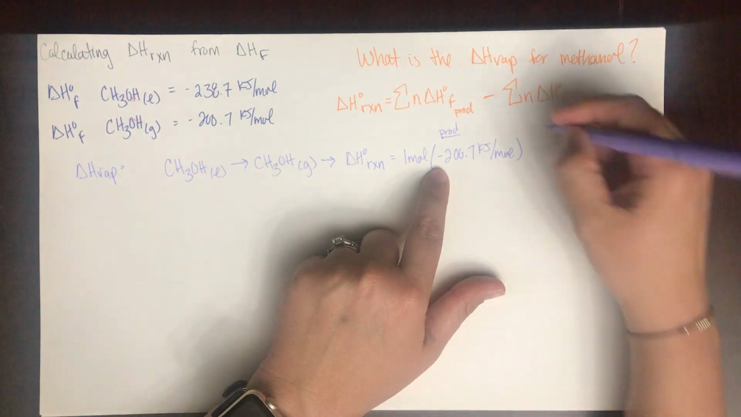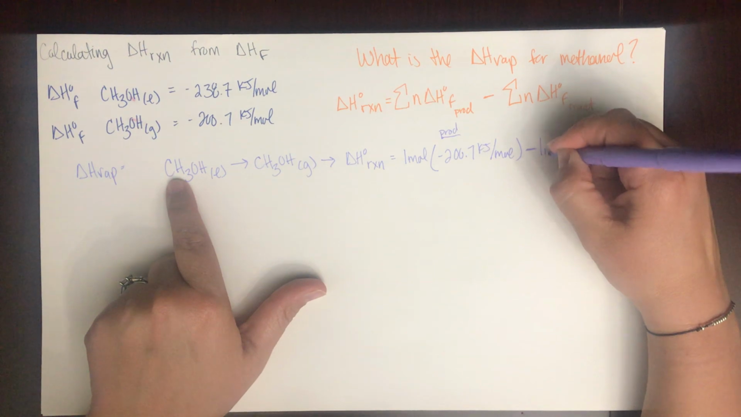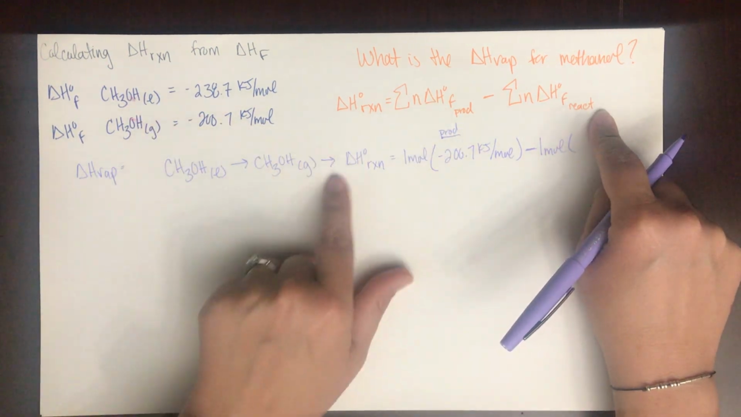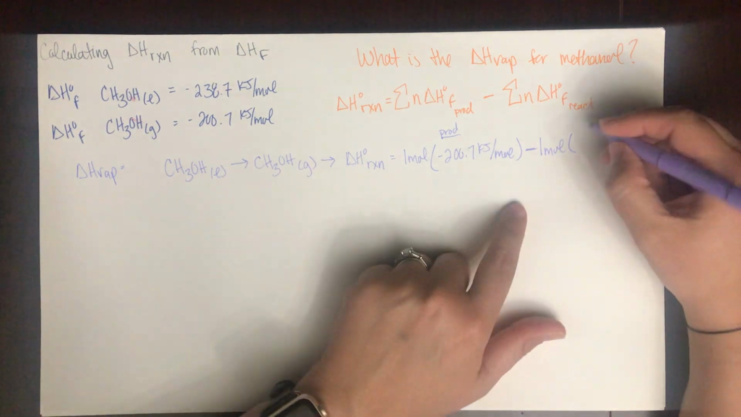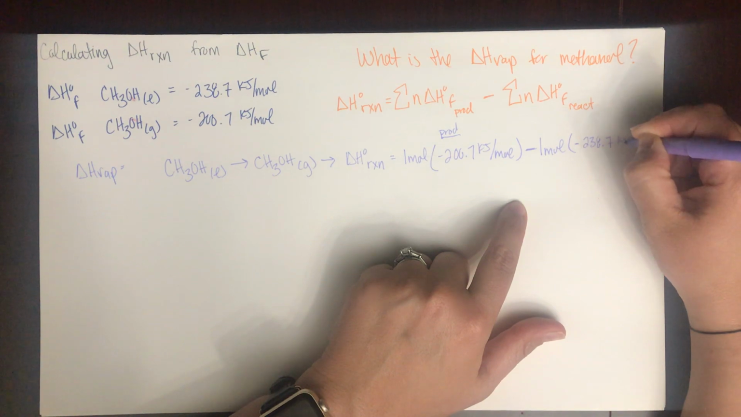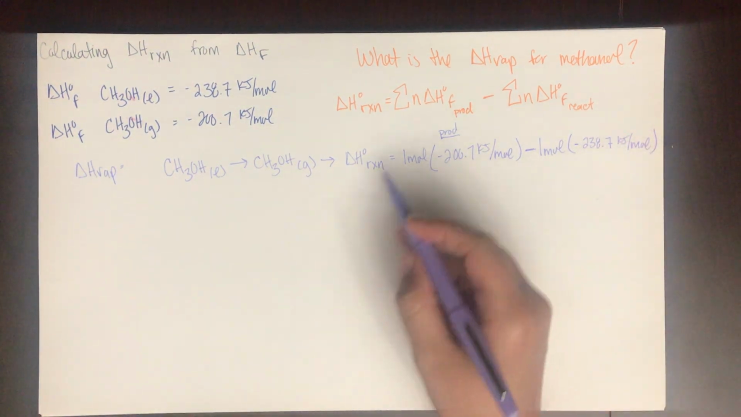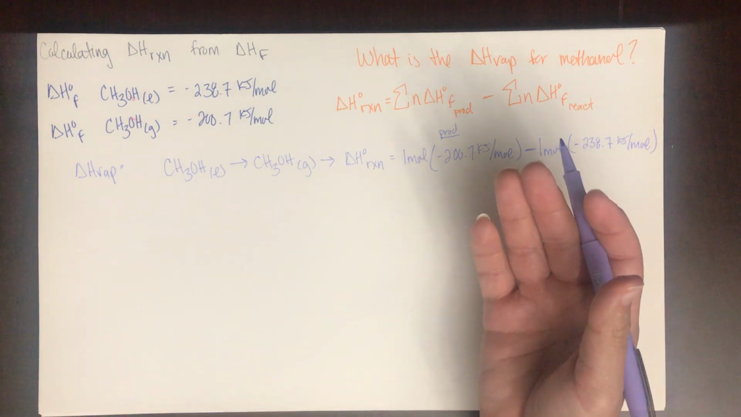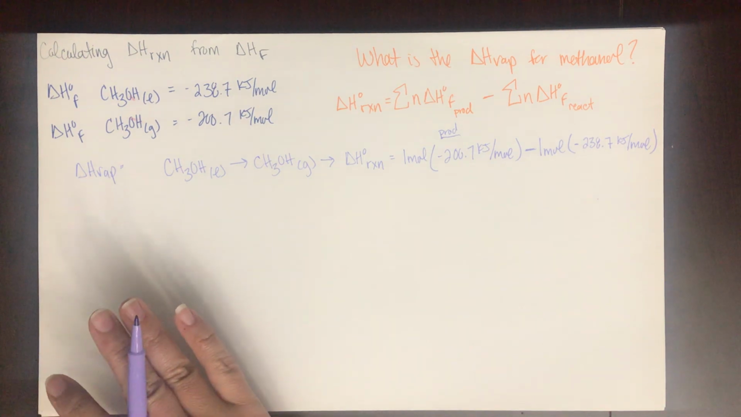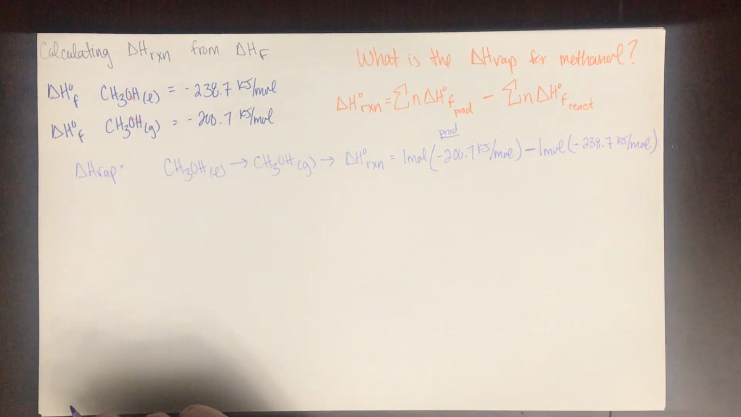Product. Minus the sum of the number of moles, 1 mole again, times the enthalpy of formation of reactants. Well, my reactant is liquid methanol, negative 238.7 kilojoules per mole. So now this is going to tell me the heat of the reaction, which in this case happens to also be the heat of vaporization, because the heat of vaporization is just a special heat of reaction when we're changing state.